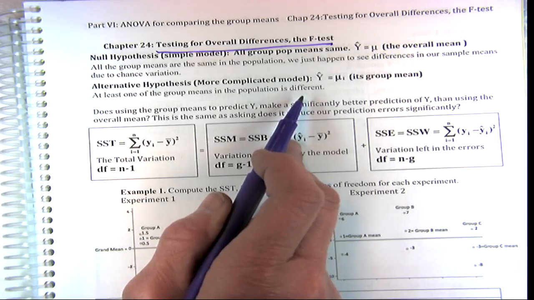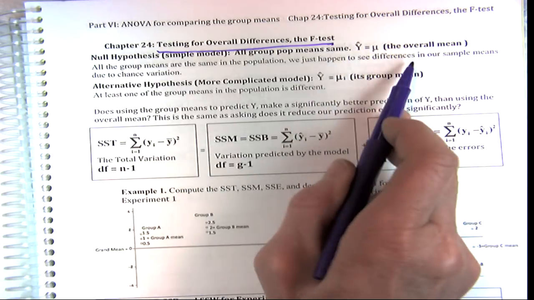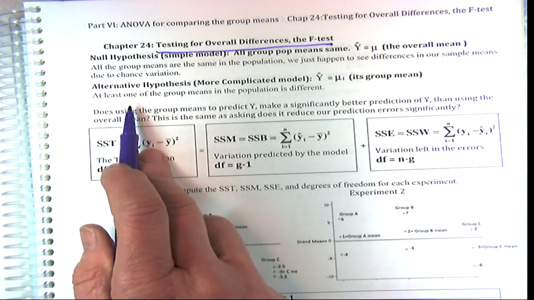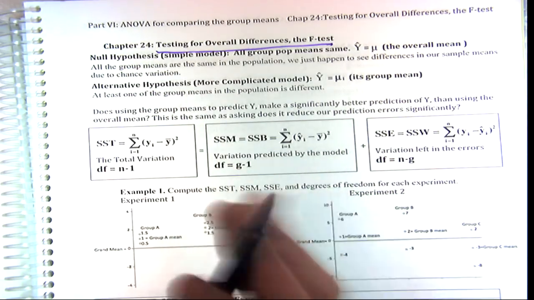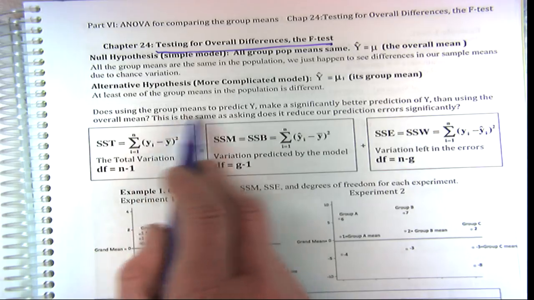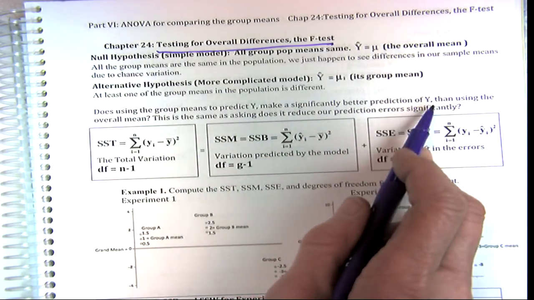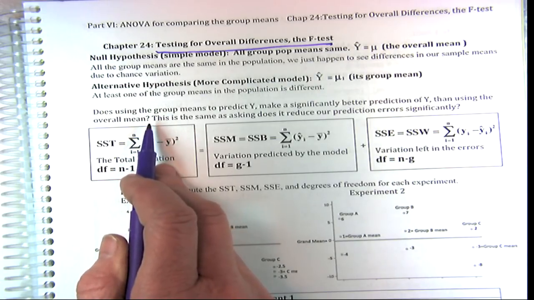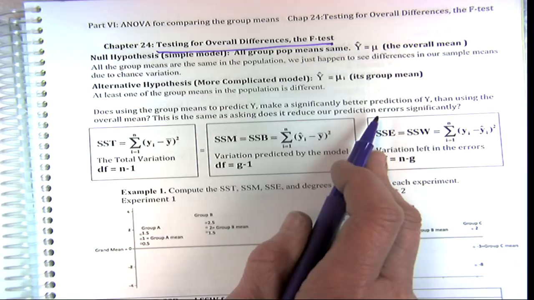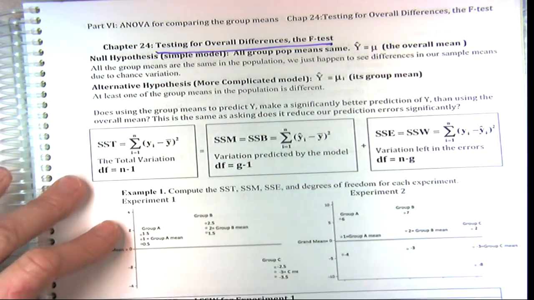So we're testing that at least one is different. The null says all of them are the same, so the alternative, as usual, is not all of them: there's at least one pairwise group difference. So does using the group means to predict a quantitative y make a significantly better prediction of y than just using the overall mean? That's all we're doing here. This is the same as asking, does it reduce our prediction errors significantly? So we're doing just like we did before.